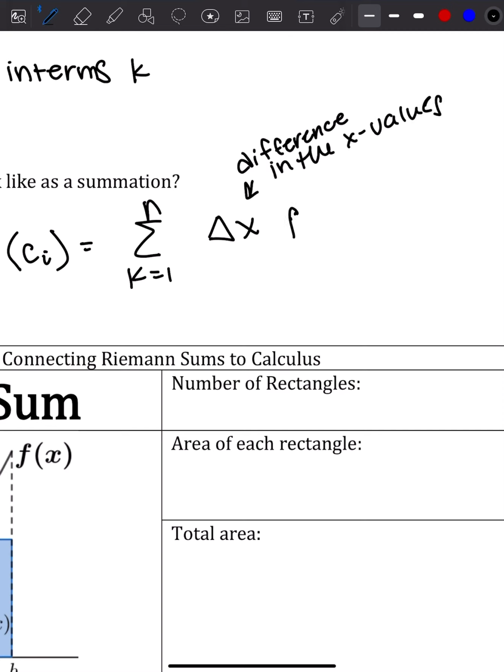And then we're going to have f of a plus k times delta x. a is our starting value. It's where our function is going to be, or the x value that we're starting at. And then our interval times our change in x gives us the next x value. So we're looking at how do we make a system to kind of help us decide what our function is and how it changes over time.